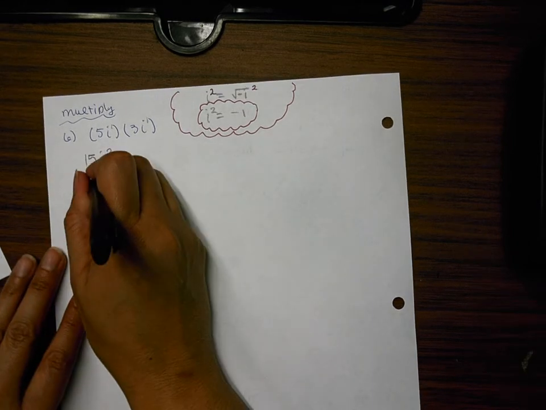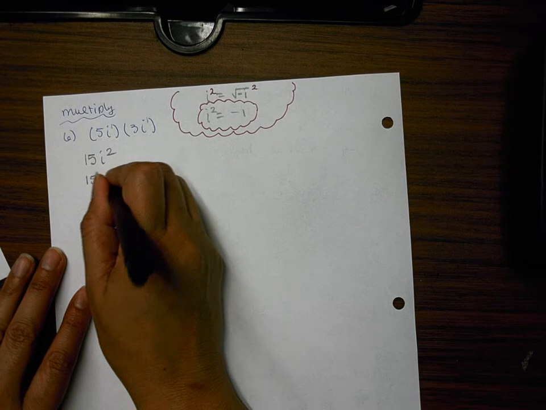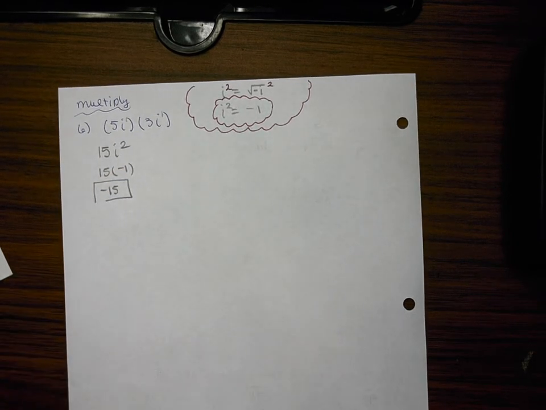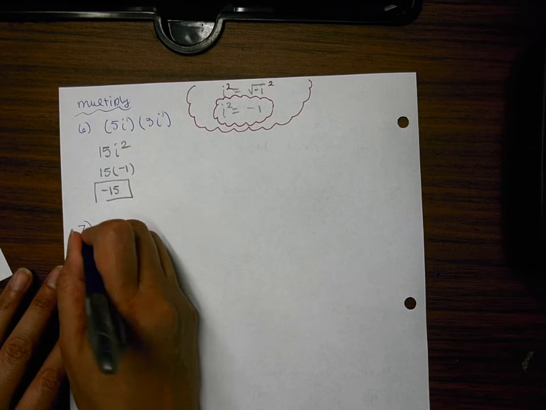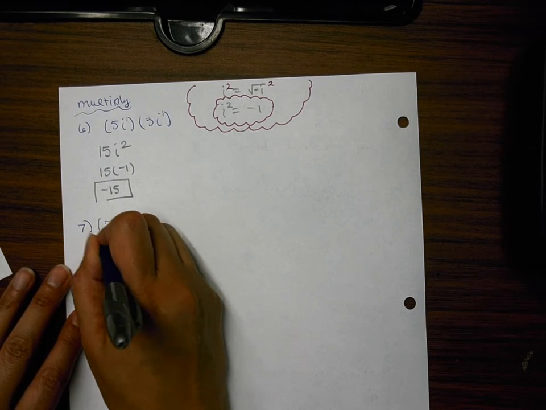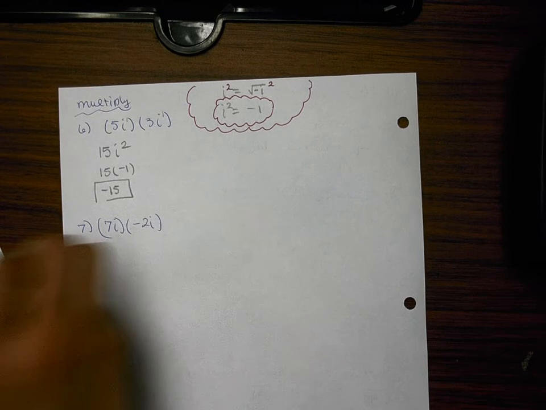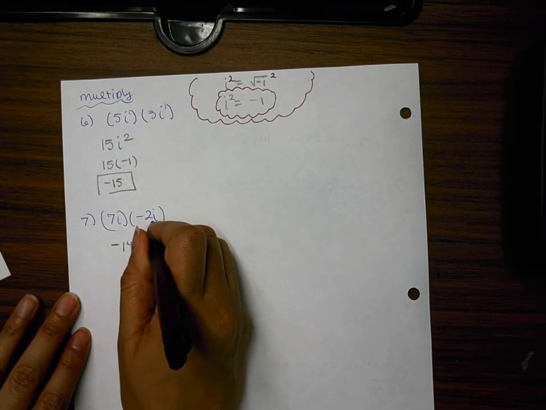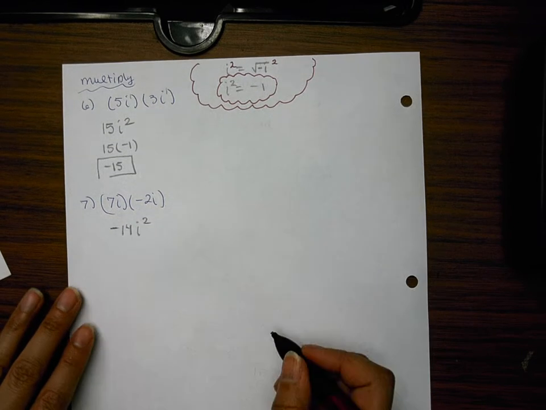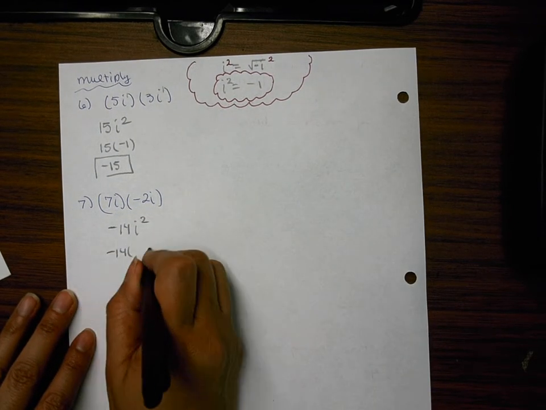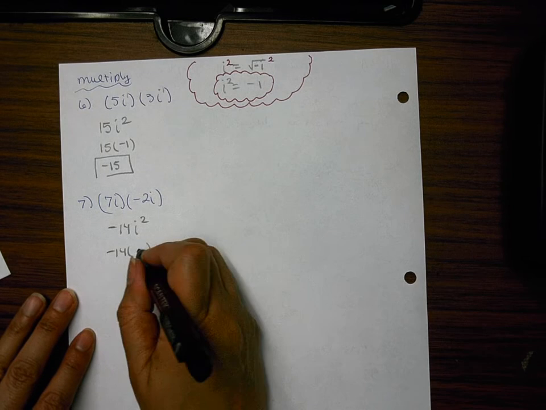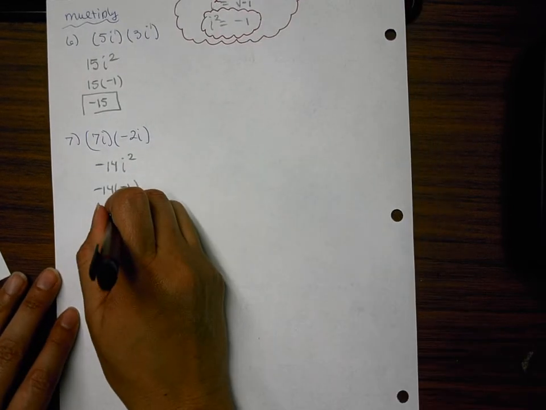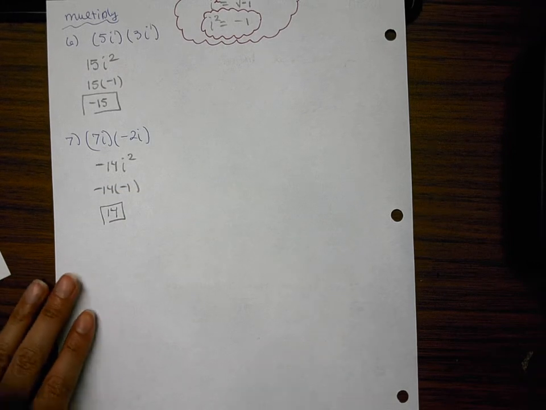So I have 15 times I squared is negative 1. 15 times negative 1 is negative 15 is my final answer. All right, let's try another one. Number 7. 7i times negative 2i. Multiply the 7 times negative 2. You get negative 14. I times I, add your exponent, is I squared. So you have negative 14 times I squared is always negative 1. So you have negative 14 times negative 1, which is positive 14.